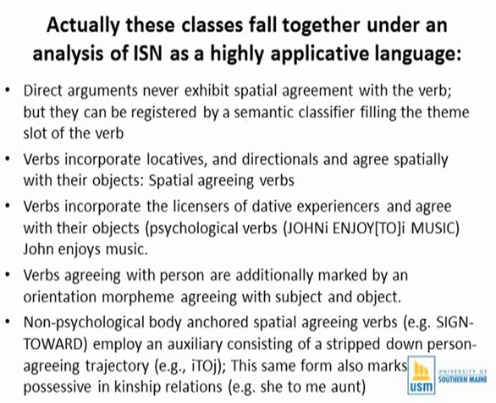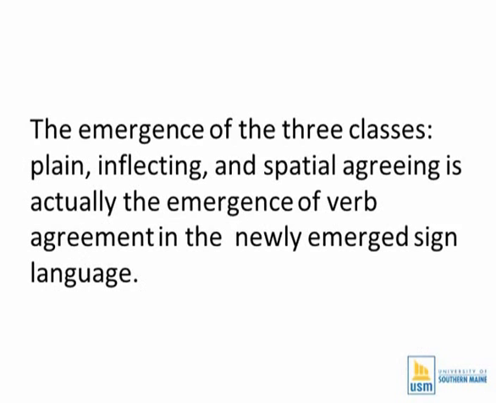Verbs incorporate, the language is highly implicational. They incorporate locatives, directionals, and basically agree with the objects of those. They incorporate the licensors of dative experiencers and agree with their objects. So, you know, John enjoys music is on John, enjoys music. It's like a dative subject. They agree with person and are additionally marked by an orientation morpheme to distinguish person agreement from spatial agreement. Non-psychological body-anchored verbs end up employing an auxiliary to get their agreement. And there's a parallel thing going on in kinship relations, so you can get things like my book, but she to me, aunt.